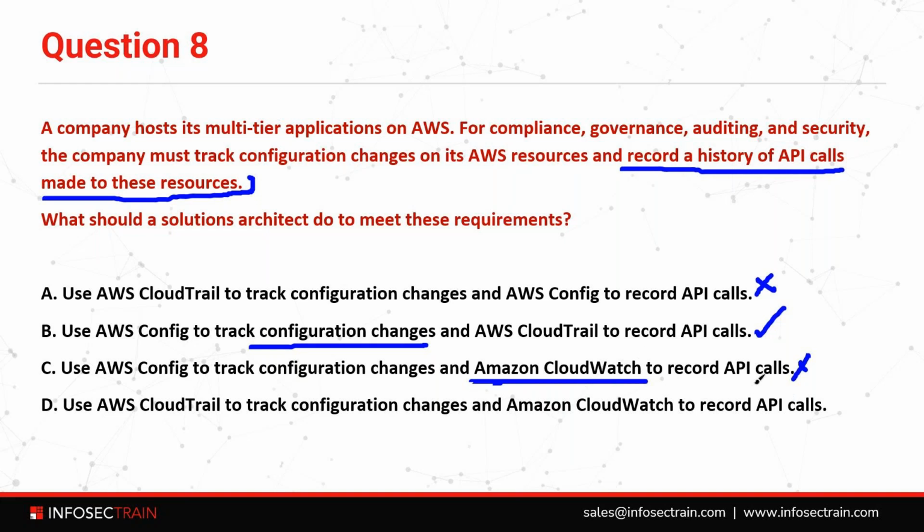Again, CloudWatch does not record API calls. That's the thing of CloudTrail. And use CloudTrail to track configuration changes. Again, absolutely wrong. CloudTrail does not track your configuration changes, and CloudWatch recording API calls is absolutely wrong. So the correct answer, guys, is going to be B here.